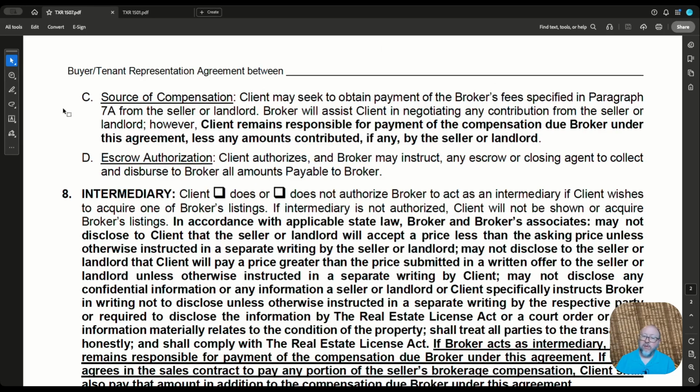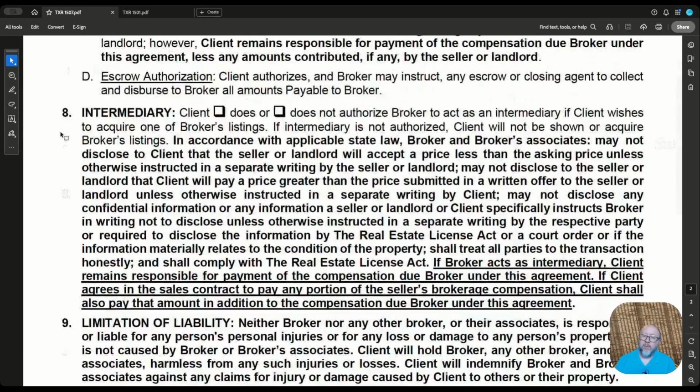Client authorize, this talks about escrow authorization, which is fine. Then we get into an intermediary situation. If you think there's even a slight possibility that intermediary could come into play, then I'd say go ahead and check client does. Explain it to the client, obviously, but then the client does authorize broker, essentially. But if it's a situation where, hey, I only represent buyers, I never represent sellers, all my seller business gets referred out, just say, look, it's never going to happen. Let's just check this. Does not authorize broker, right?